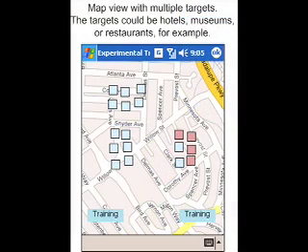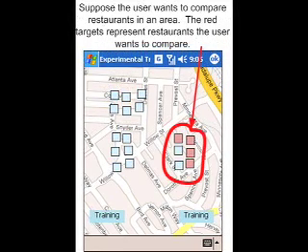Our experimental task presents a user with a map with various on-screen targets. These targets could represent anything such as hotels, restaurants, or museums. In each trial, the user is responsible for selecting the red targets. These red targets are meant to represent a subset of the targets that a user wishes to compare, for example, restaurants near their current location.